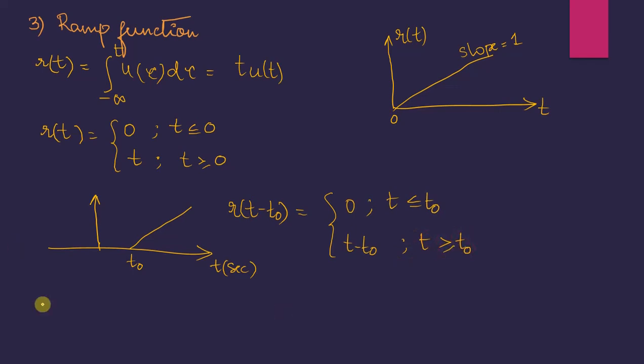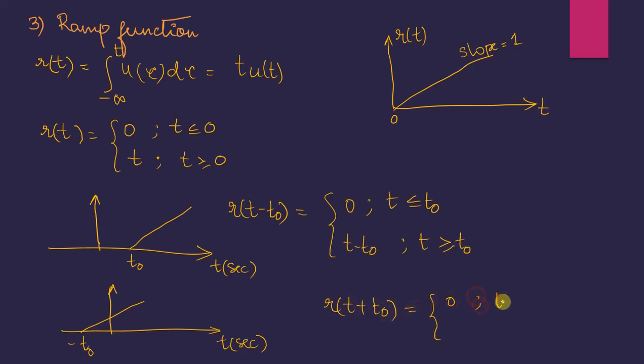And similarly I can consider the signal to be advanced in time, and in this case it would be advanced by t naught seconds, and I can represent this as r of t plus t naught to be equal to 0 for t less than or equal to minus t naught, or t plus t naught for t greater than or equal to minus t naught.